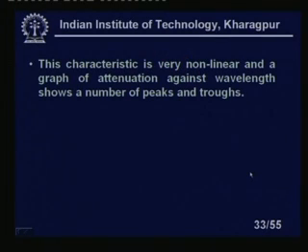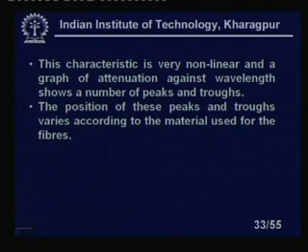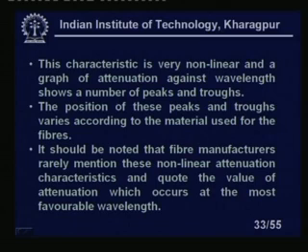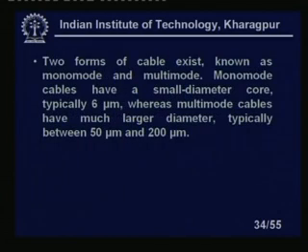This characteristic is very nonlinear, and a graph of attenuation against the wavelength shows a number of peaks and troughs. The position of these peaks and troughs varies according to the material used for the fibers. It should be noted that the fiber manufacturers rarely mention these nonlinear attenuation characteristics and quote the value of attenuation which occurs at the most favorable wavelength.